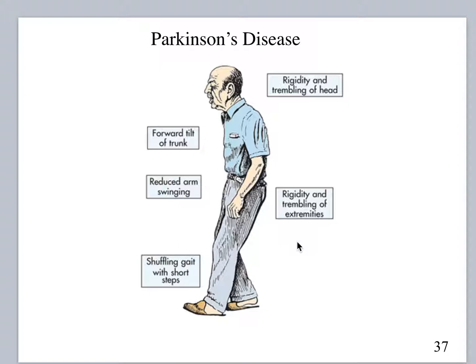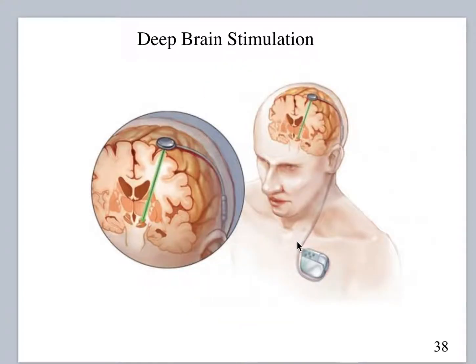This is some of the features of Parkinson's disease. Deep brain stimulation is a new treatment for Parkinson's disease where the caudate or the globus pallidus or the basal ganglia is stimulated directly through an electrical current, and it relieves a lot of the symptoms of Parkinson's disease.